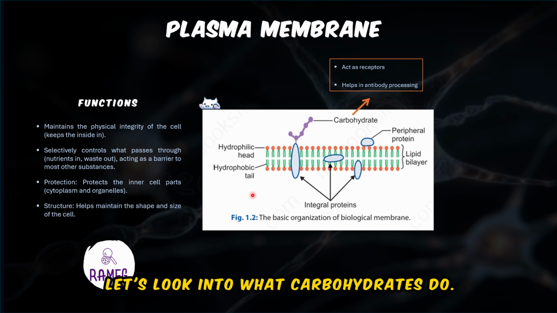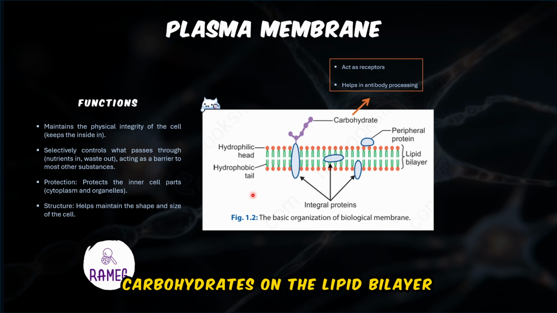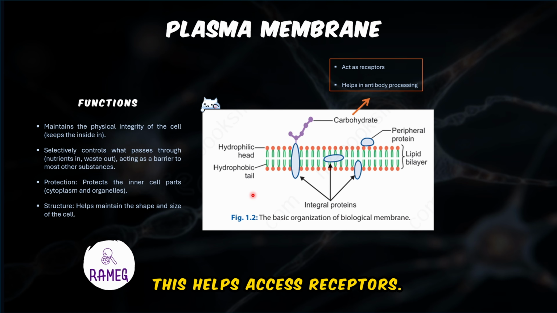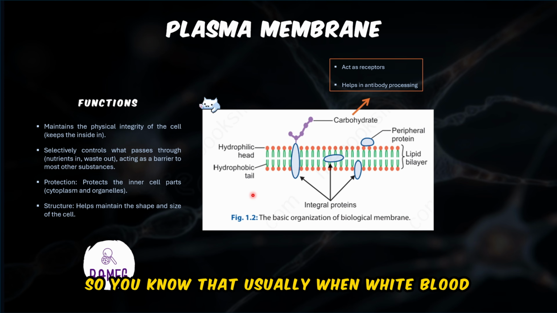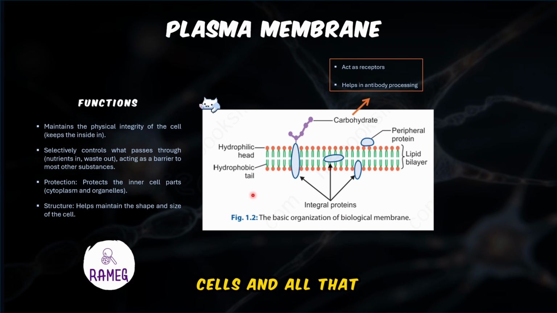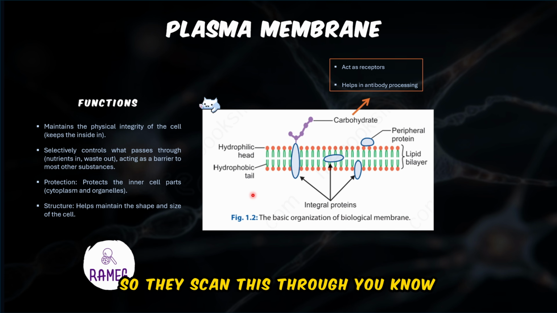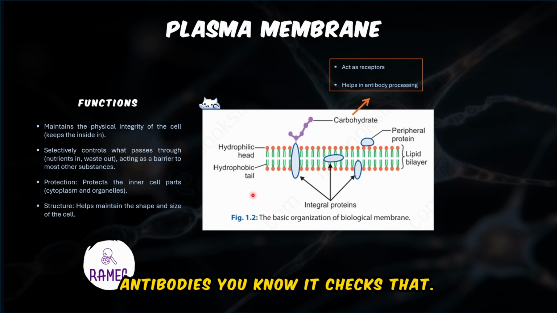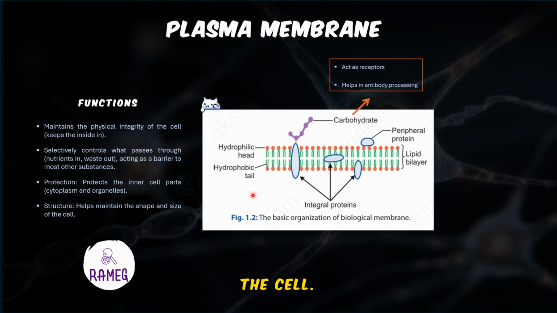Let's look into what carbohydrates do. Carbohydrates on the lipid bilayer are attached to integral proteins. This helps access receptors. You know that usually white blood cells scan your body cells, right? They scan these through, checking these antigens, antibodies. That is formed with the help of carbohydrates, and that's the main purpose of it being on the cell.